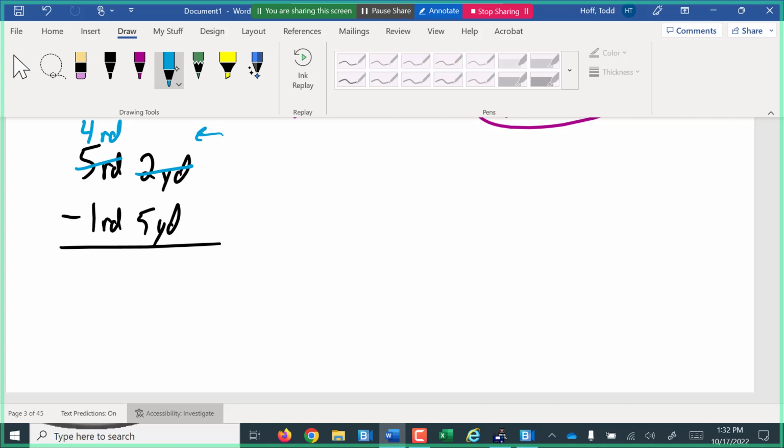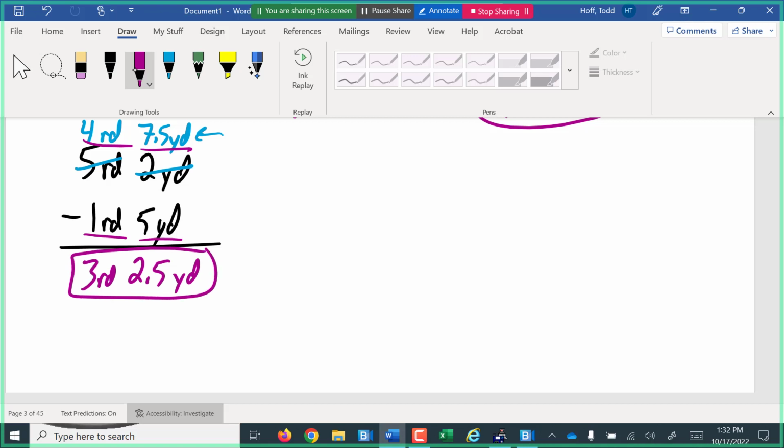So we borrowed 1 rod, which is 5.5 yards, so we add 5.5 to the 2 to get 7.5. Then we subtract 7.5 yards minus 5 yards. What's 7 minus 5? So 2. So 2.5 yards, perfect. 4 rods minus 1 rod, 3 rods. For some reason, I tend to say yards when I see the RD as well.